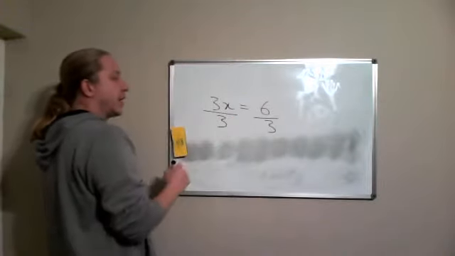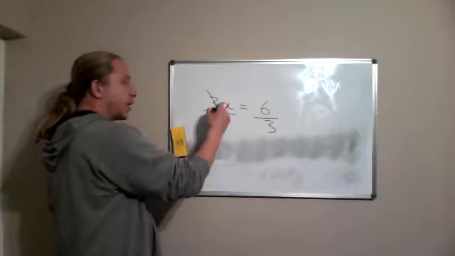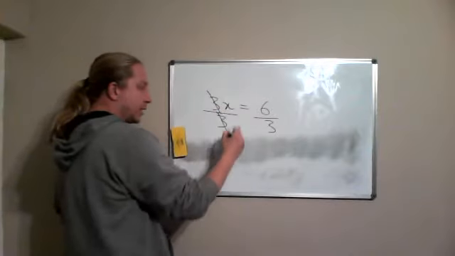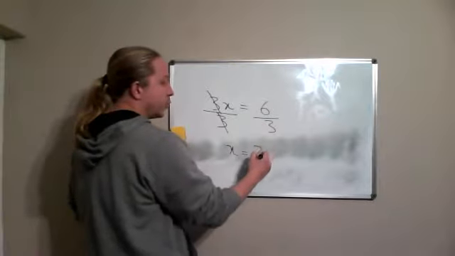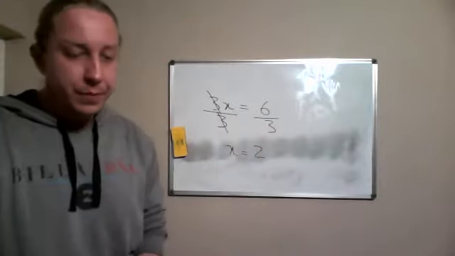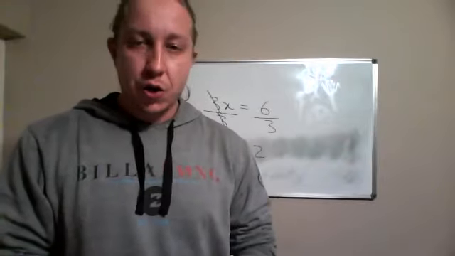And that's what we've done. So this 3 will cancel with that 3, leaving us with an x. And this will equal 6 over 3, which is just 2. All right, that is step 3. And step 4, check your answer.